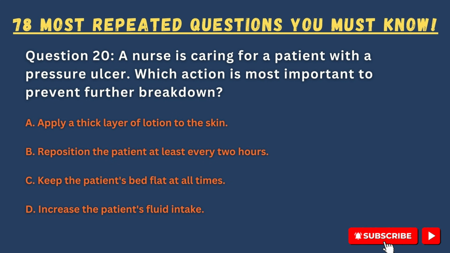Question 20. A nurse is caring for a patient with a pressure ulcer. Which action is most important to prevent further breakdown? A. Apply a thick layer of lotion to the skin. B. Reposition the patient at least every 2 hours. C. Keep the patient's bed flat at all times. D. Increase the patient's fluid intake.